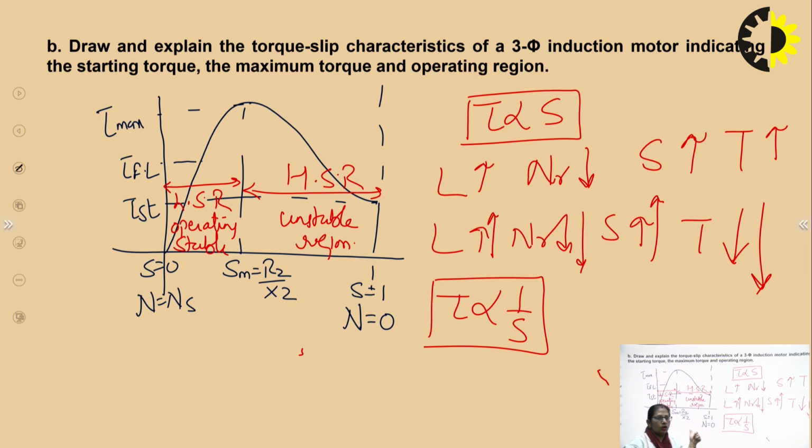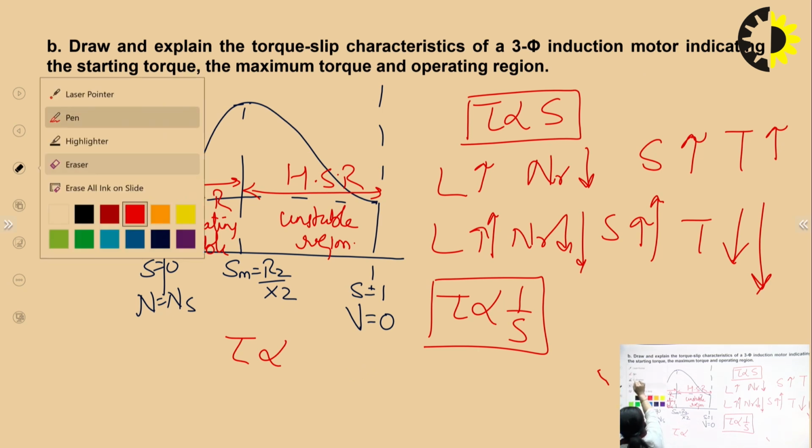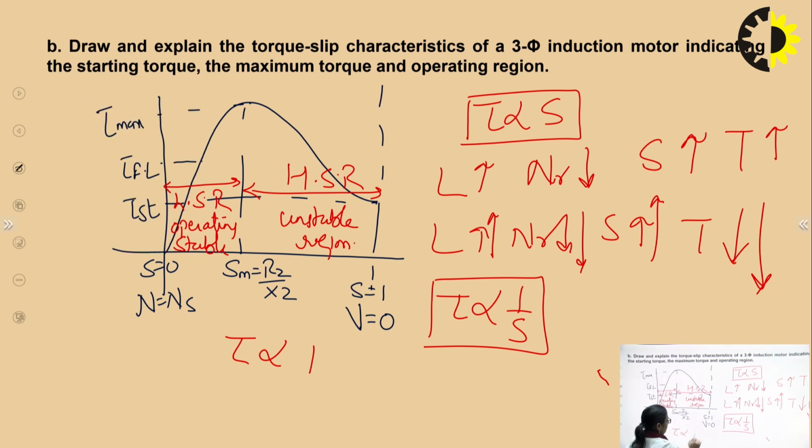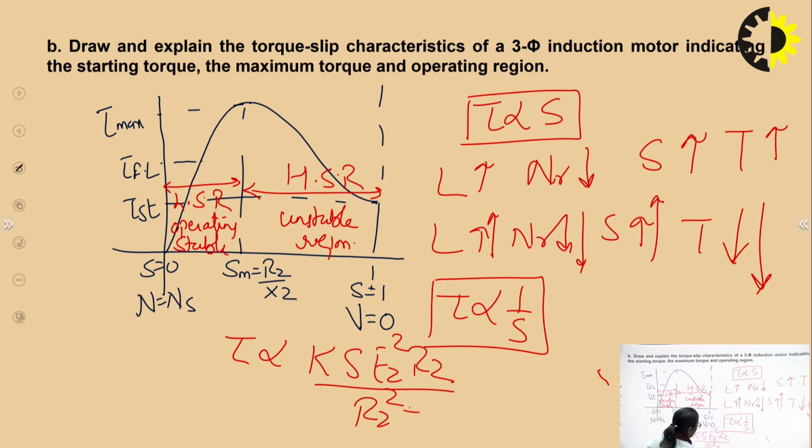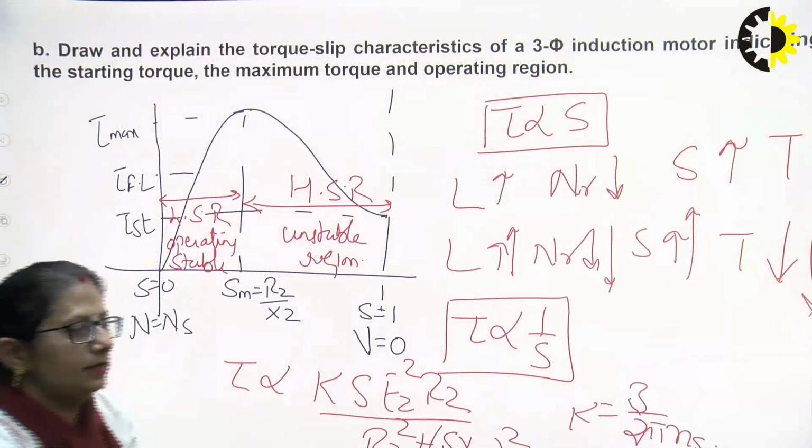This is the maximum torque. The condition for the maximum torque can be derived with the expression that the torque of the motor is proportional to S times R2 square, and it is being given as K S E2 square R2 divided by R2 square plus S X2 whole square, where K is given by 3 upon 2 pi times ns, right?